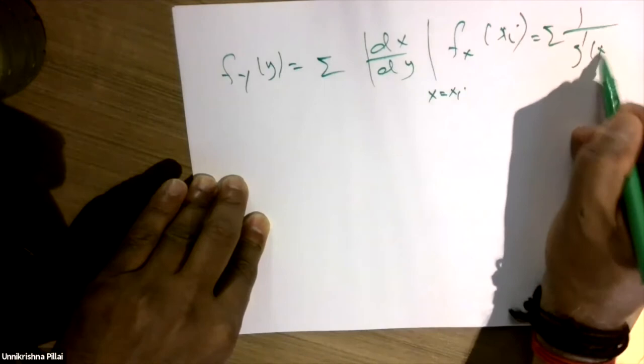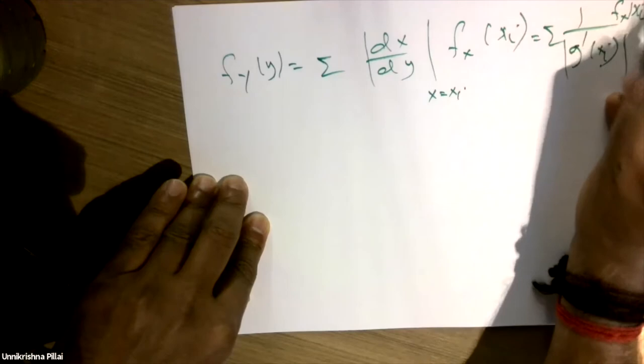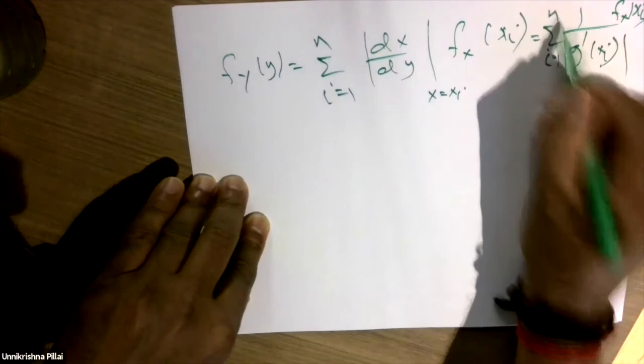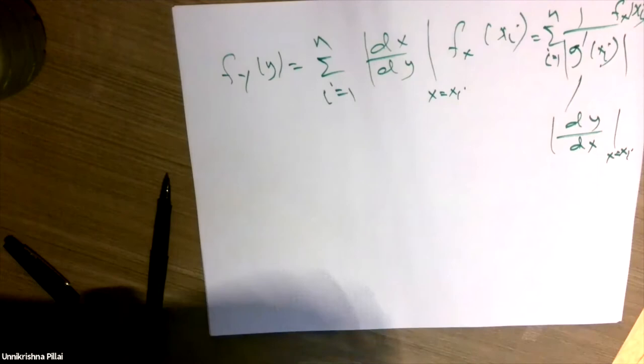See, this is the advantage. This is dy by dx is g prime x, xi multiplied by... Is that clear to you? So this is dy by dx at x equal to xi. So either way is fine.